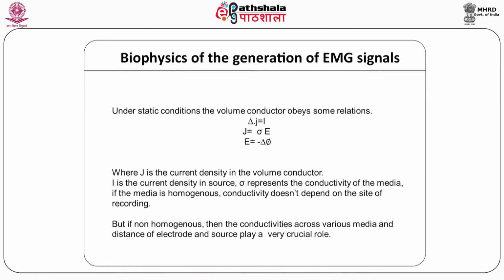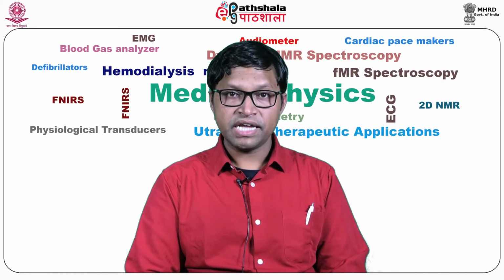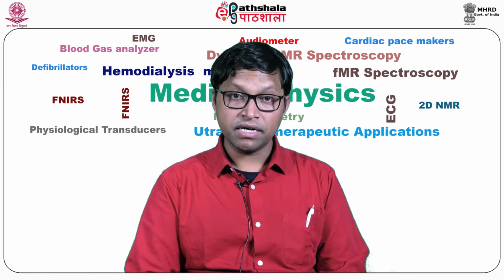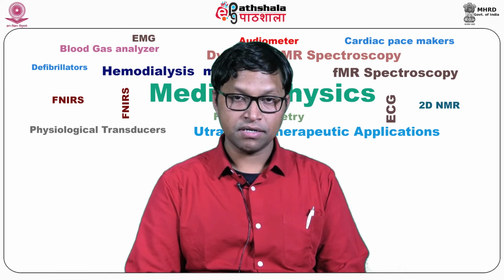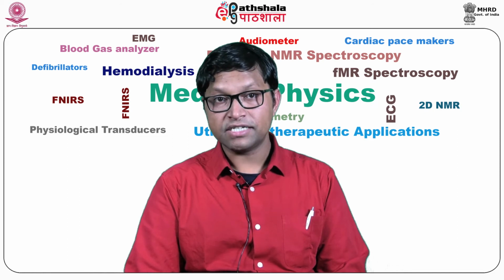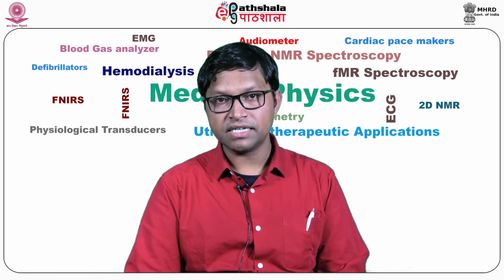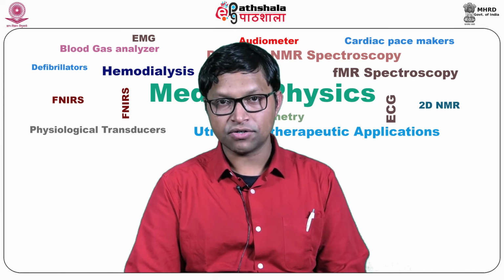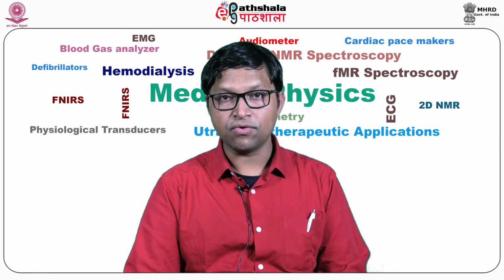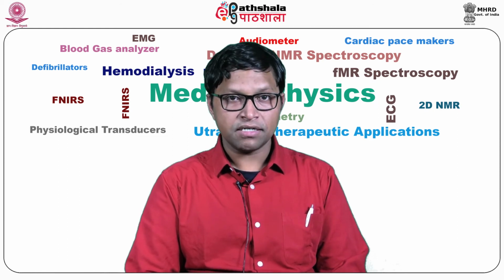Under static conditions, the volume conductor obeys some relations which are given in the text, where J is the current density in the volume conductor, capital I is the current density in the source, and sigma represents the conductivity. Now, what happens if the media is homogeneous? The conductivity does not depend on the site of recording, but if the media is non-homogeneous, then the conductivities across various media and the distance of the electrode and source play a very crucial role. Now, how do we understand these things?